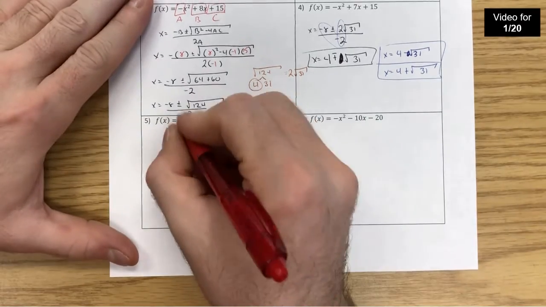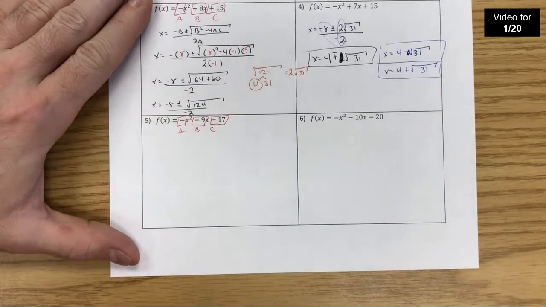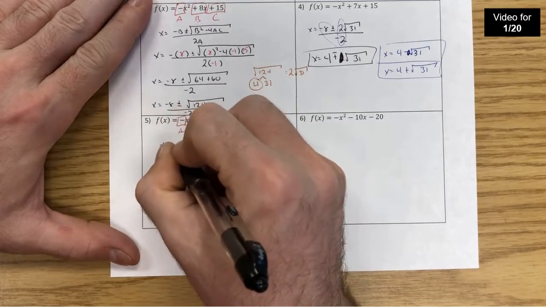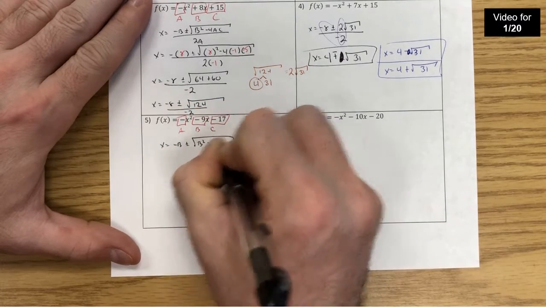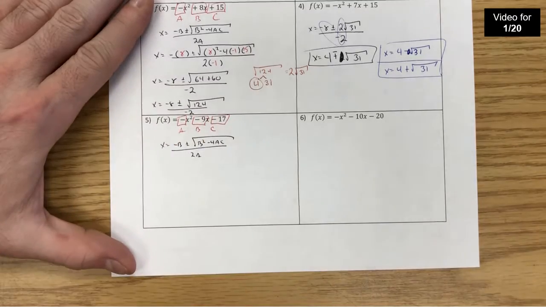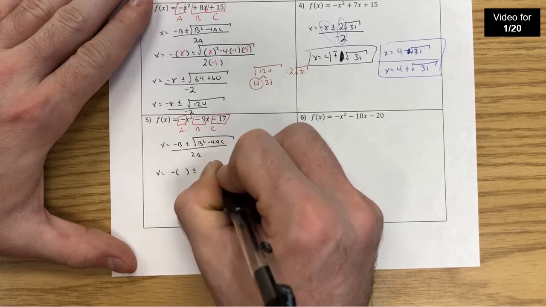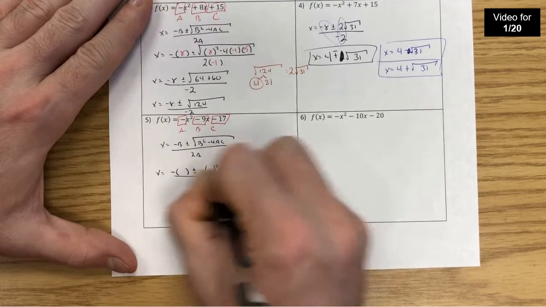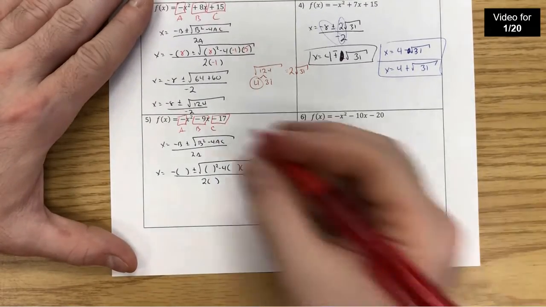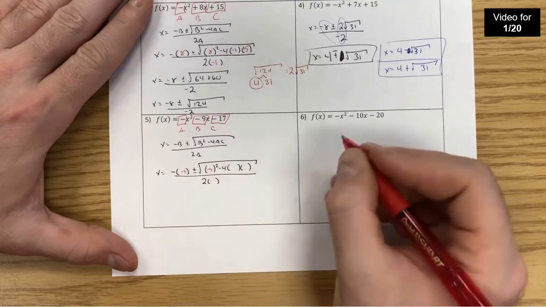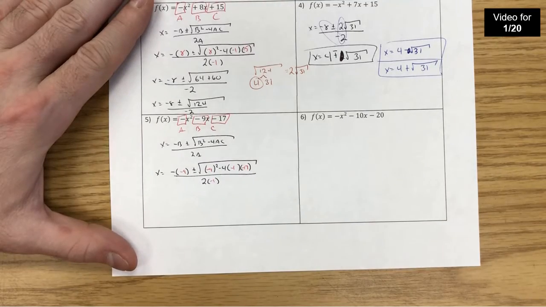Okay, so let's get down our A, our B, and our C. We're going to plug that into our quadratic formula. Okay. My B is -9, my A is -1, and my C is -17. Perfect.